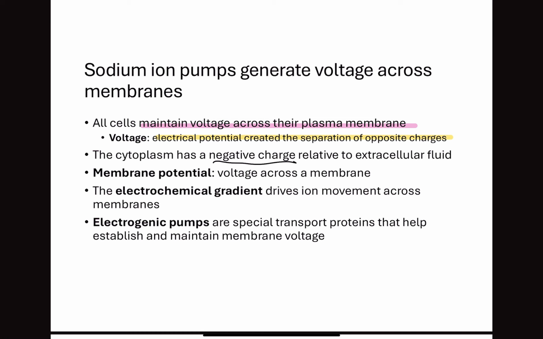The voltage across a membrane is known as our membrane potential. The inside of the cell is negative compared to the outside. When two forces are combined, collectively they're called the electrochemical gradient, and the electrochemical gradient drives ion movement across a membrane. And then we have something called electrogenic pumps, which are special transport proteins that generate the voltage gradient across a membrane.